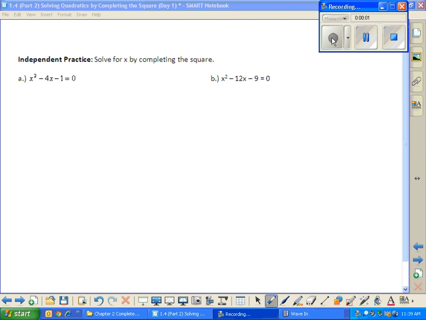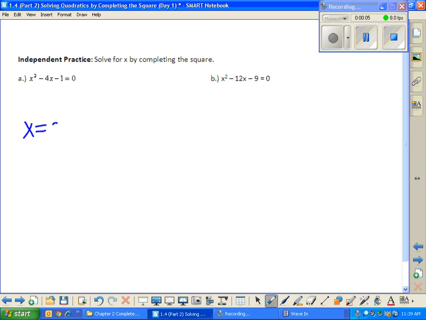Good, as I'm walking around. I think for most of you, this one worked out to be 2 plus or minus the square root of 5. Was that right? Yeah. And then this guy over here, as I walked around, I think I saw it was like 6. Yeah. And then it's 3 square roots of 5 because you have to simplify the square root of 45.